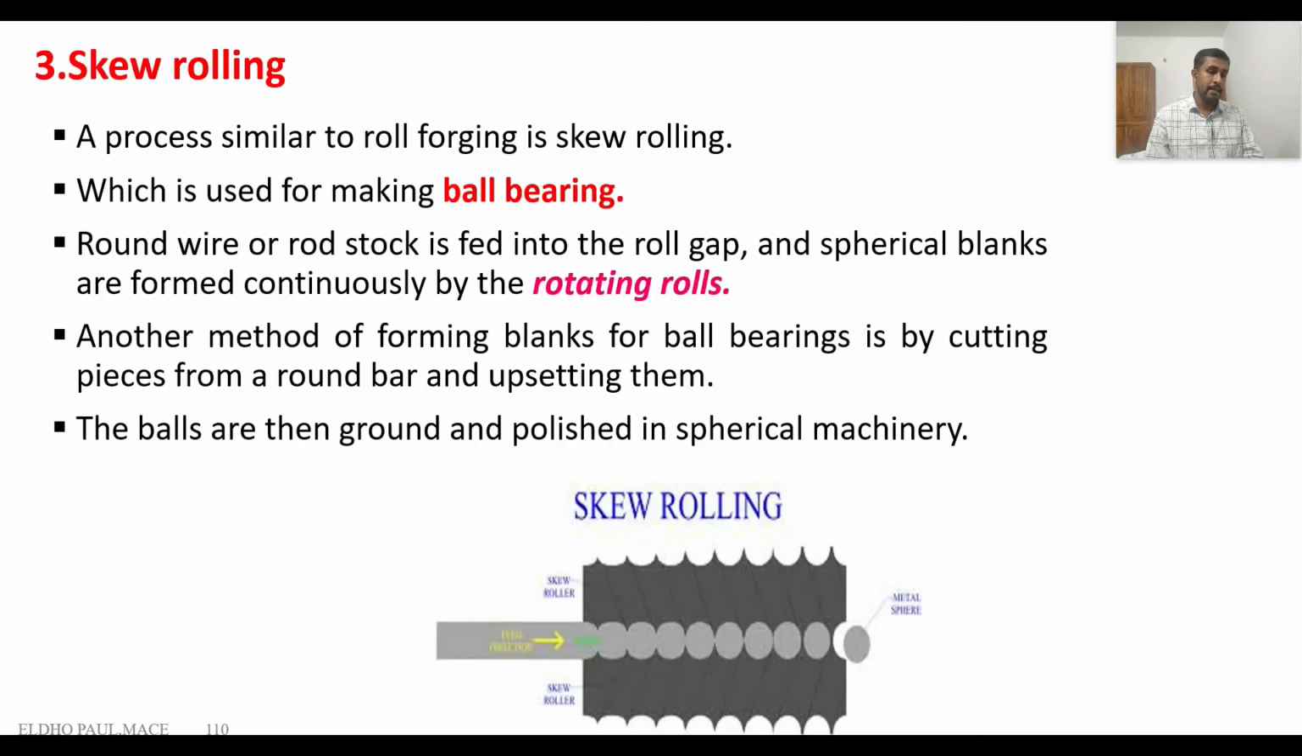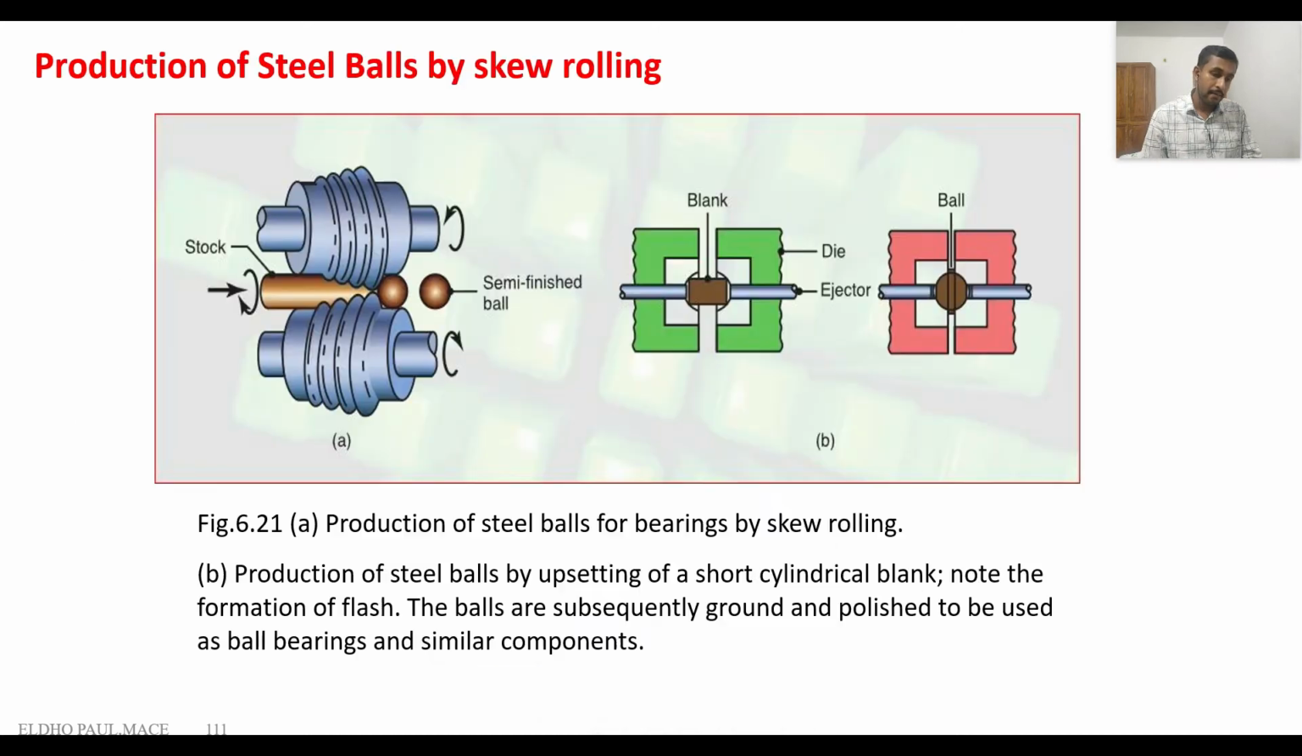And the third method is called skew rolling. This is commonly used for making ball bearings. So here also we use two rollers with grooves on them. The round wire is fed into the roll gap, and spherical blanks are formed continuously by the rotating rods. And here we can see the spherical balls produced from the rod by the skew rolling process.